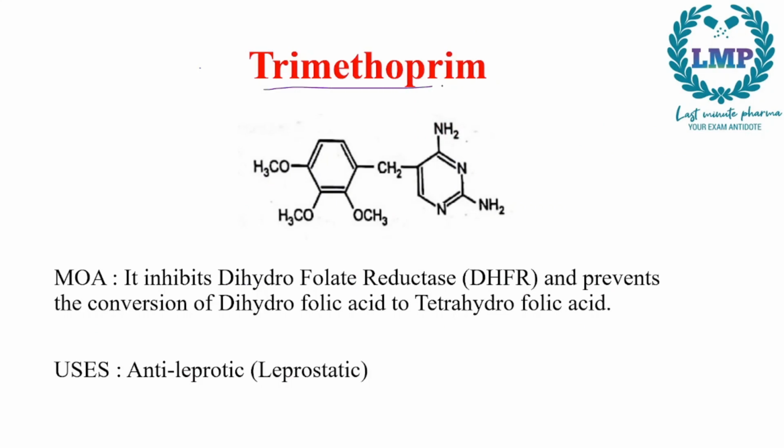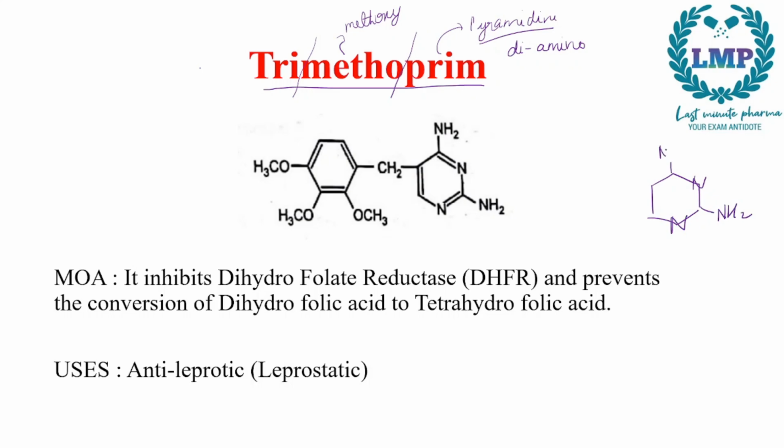Next up we have the structure of trimethoprim. For the structure of trimethoprim, first we will break the word trimethoprim. Trimetho means methoxy, and then prim means it is a pyrimidine ring with diamino group. So first we'll start with the pyrimidine group. Pyrimidine is a benzene-like ring with alternating nitrogens and diamino, that is 2 amine groups. Then we'll attach this to a CH2 and then another benzene ring and then 3 methoxy groups.